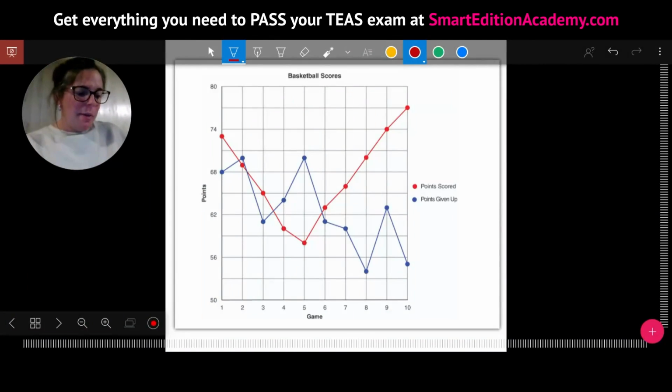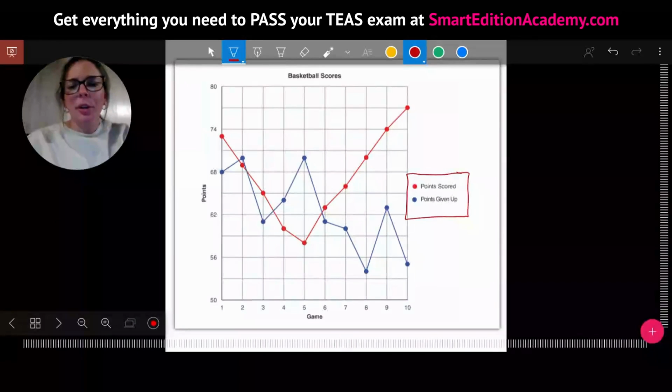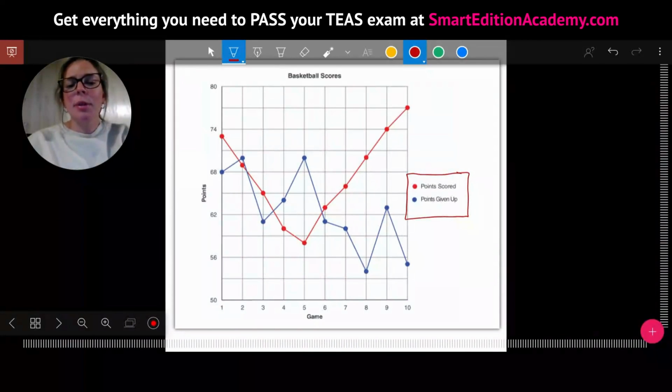So let's look at some other examples. So I said we would see some double graphs. So this is an example of a double line graph. So let's analyze what this is telling us. It says basketball scores, okay? And then the vertical axis is points, and then the game. So now I have a red line and a blue line. So here I have what we call a legend or a key that tells me what each color represents. So red is the points scored, blue is the points given up.